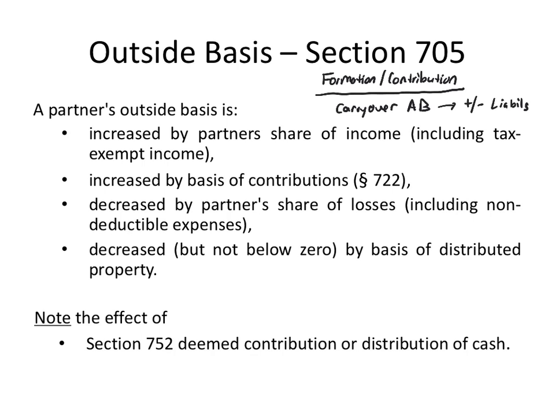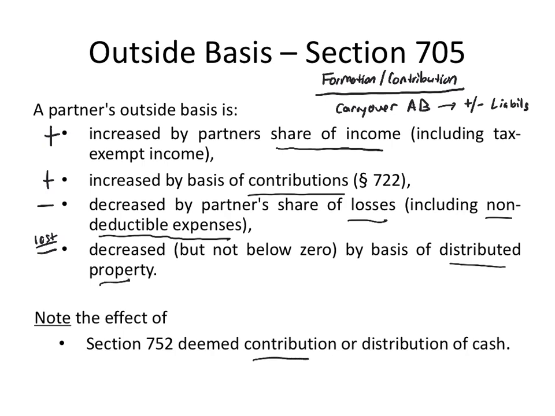So we're going to increase each year the basis by the partner's share of income, including tax-exempt income. We're also going to increase for any contributions that happen during the year, property or cash. Those are the increases. We're going to decrease for any share of loss or non-deductible expenses, and also decrease, and this is always last in a simple distribution, any distributions that take place. Note again that we have to consider the effect of liabilities that happen during the year.